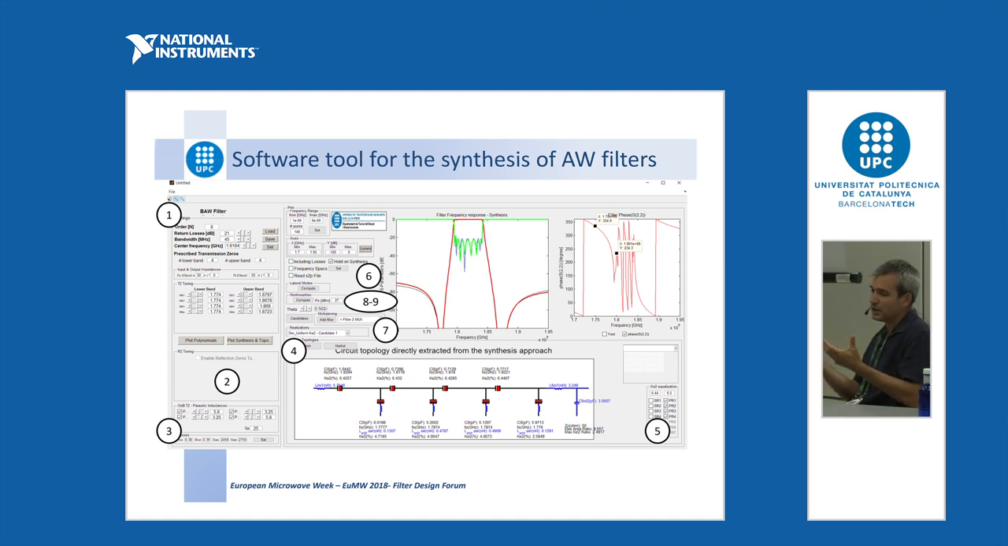Then when we have entered all the input parameters, the software will offer all the candidates, right? So it will offer all the possible topologies that satisfy that response here. And as we said before, that flexibility could be in the way we extract the position of those transmission zeros. When we have the synthesis, we could also modify the values of the circuit elements. So we could change the values of the coupling coefficients, the values of the inductances, or even the values of the resonant frequencies of the different resonators, and see how this affects the response.